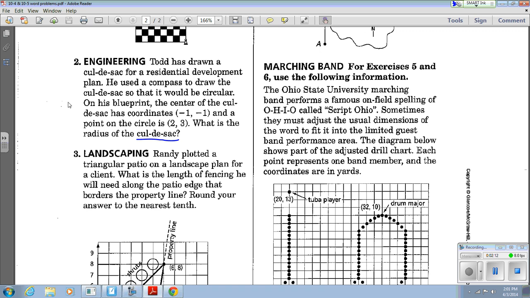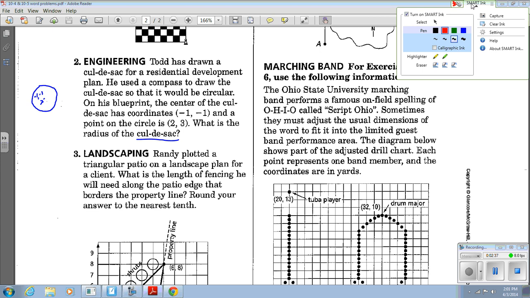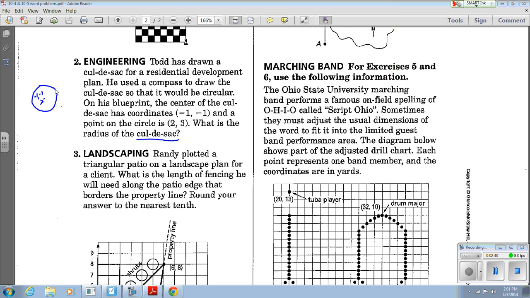So here's what they're saying: you've got a circle, the center of the cul-de-sac is right here, and this point right here, that's -1, -1. Right on that point, that's -1, -1. What they're then saying is there's a point on the circle that's 2, 3. So a point on the circle would be out over here, and they're saying this point out here is 2, 3. Okay? And they say, what is the radius?